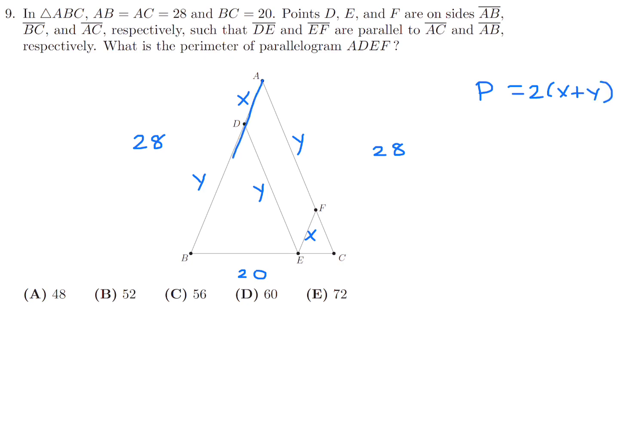Now X plus Y is the distance all the way from there to there, and that is 28. So X plus Y is equal to 28. So instead of X plus Y, I can put 28 there, and therefore the perimeter is 56. So that's pretty much how you do that. Number 9, the answer therefore is C.